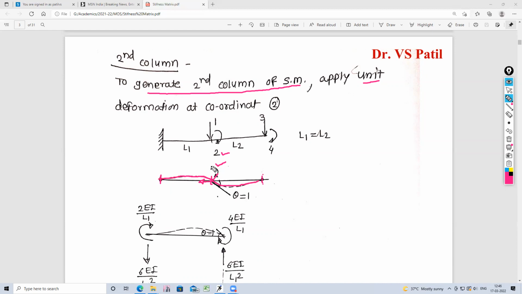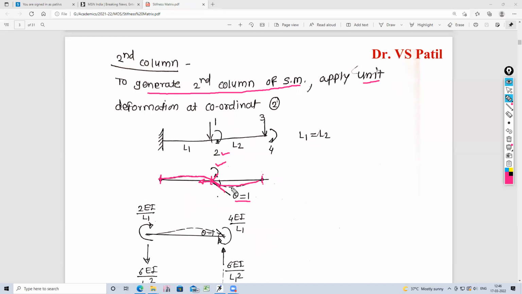Okay, and what is the magnitude of this? How much magnitude should it be? When we draw a tangent at this point, which measures a slope, this slope must be equal to 1. So how much moment is to be applied? Apply such a moment so that this slope will be equal to 1.